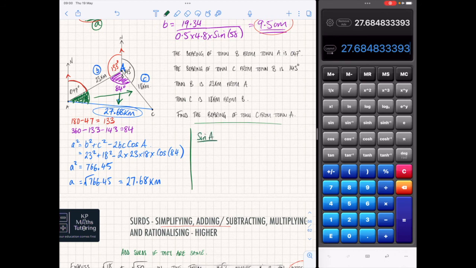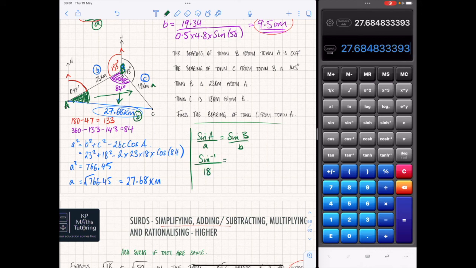So sin A, which is the section I'm trying to find, so that's that part, over A is equal to sin B, which is going to be this purple bit now, so I've changed that letter to B, over B, which is that one there. So you can see the letters don't really matter. You need to manipulate them to suit the needs of what you're looking for. So sin of x, I'm going to call that sin minus 1 because that's what I'll be using in a second, over A, which is 18, is equal to sin B, which is sin of 84, over B, which is 27.68. And then again, we've got to rearrange this. So this 18 goes over here, and I times that by 18.